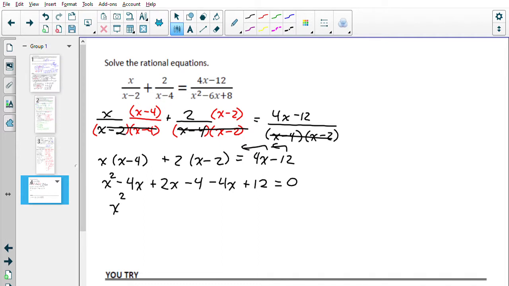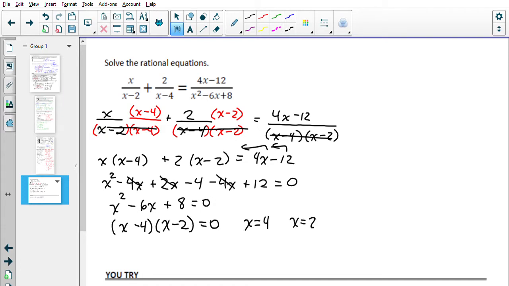Only have one x squared term. Minus 4x and 2x makes minus 2x, and minus 4x makes a minus 6x, and negative 4 and plus 12 makes 8. So looking at what multiplies to give 8 and adds to give negative 6, that's going to factor into x minus 4 and x minus 2. So that means your two answers are going to be x equals 4 or x equals 2.